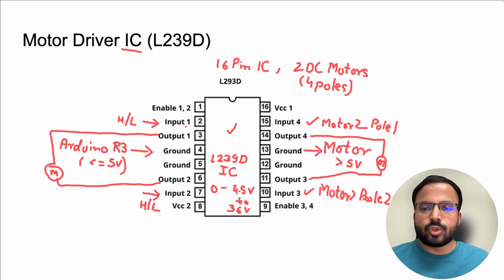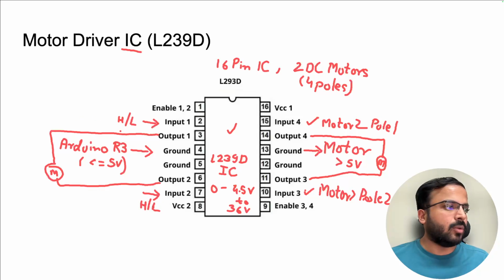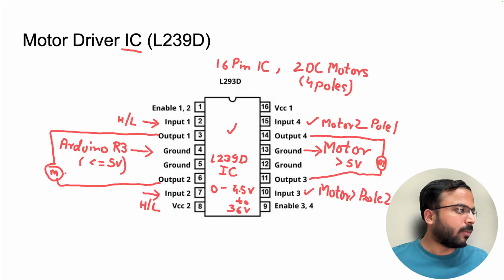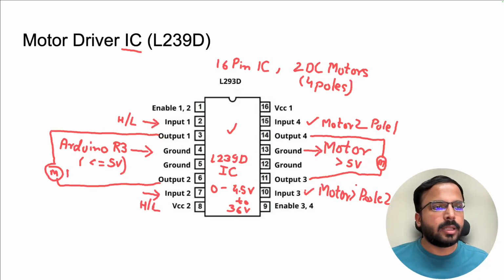This input is used to draw current from the Arduino. This is coming from your Arduino, and the outputs are connected to the motor. Since there are two poles per motor, you are connecting output 1 and output 2 to motor 1. And this is motor 2. So you are connecting pole 1 and pole 2. So therefore only two DC motors you can connect.